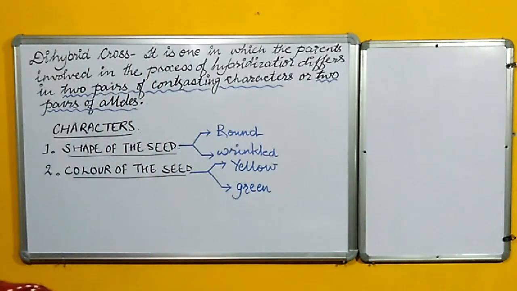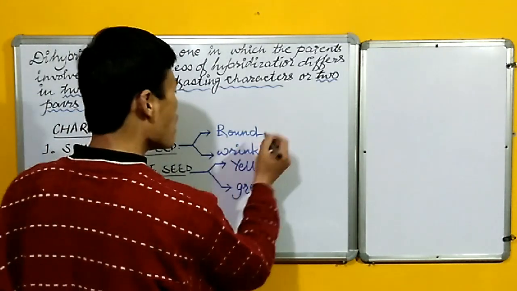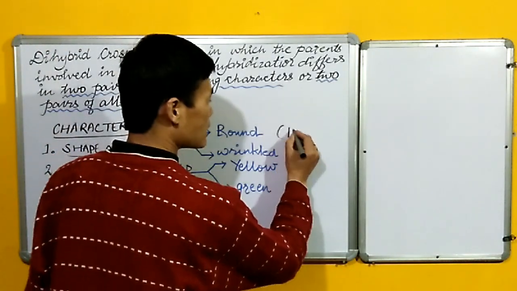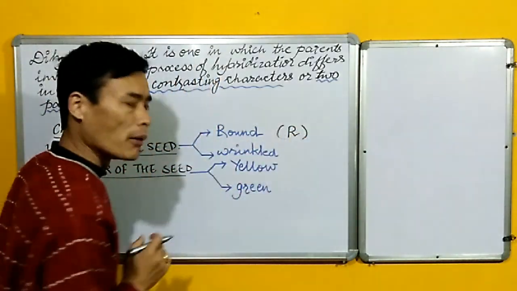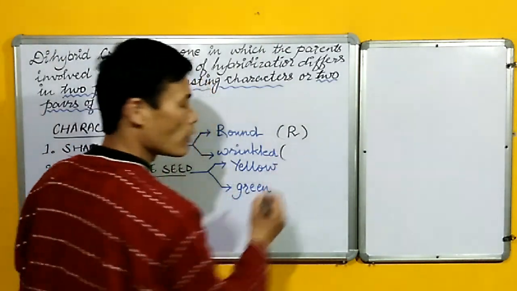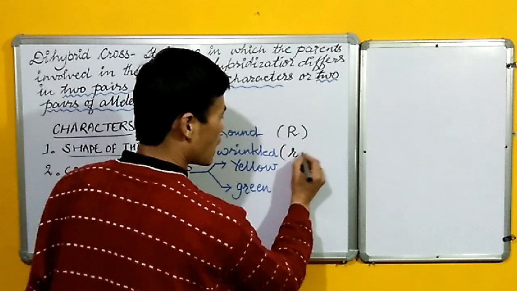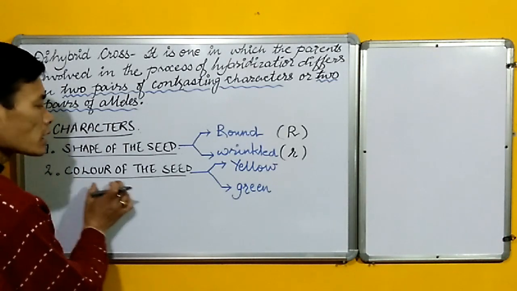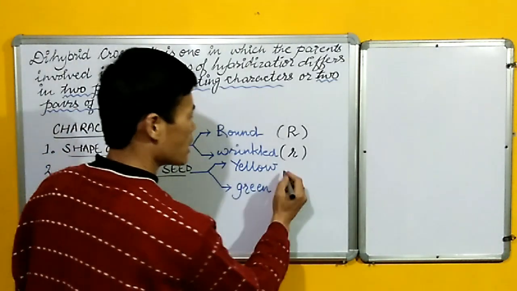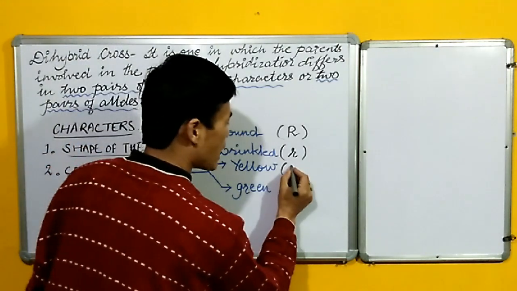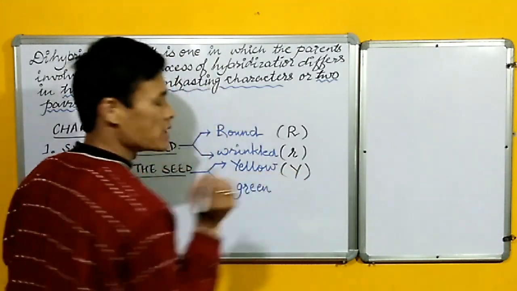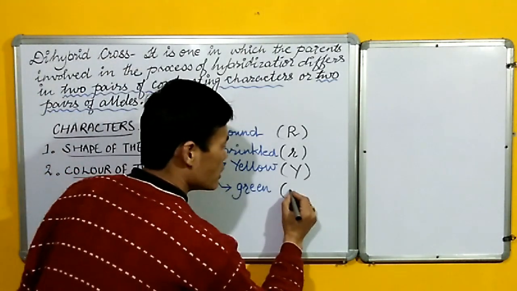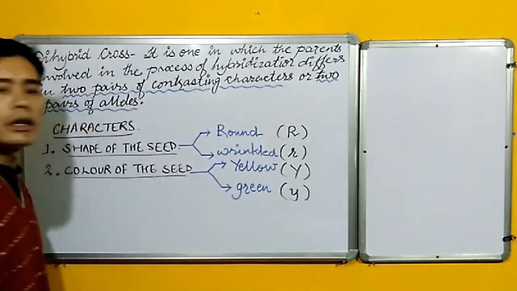Now, if we consider round shape of the seed to be controlled by an allele, capital R, which is a dominant allele, then the wrinkled shape of the seed will be controlled by small r, which is a recessive allele. Likewise, for controlling the color of the seed, yellow color is being controlled by an allele capital Y, which is once again a dominant allele, and the green color of the seed is controlled by small y, which is a recessive allele.